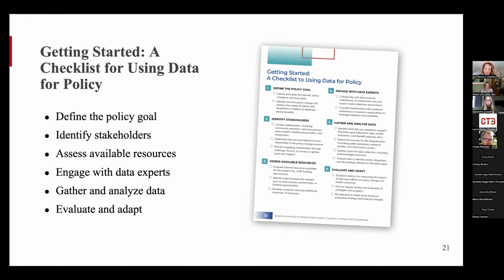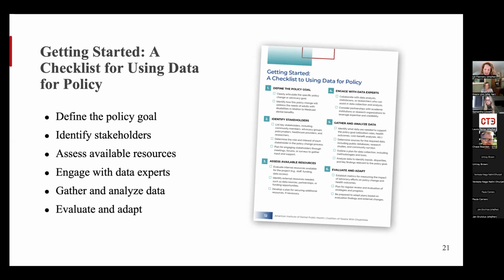Step 5 is gather and analyze the data. Again, going back to that piece of identifying what data is needed to support the policy goal, if you have that clearly articulated at the start, you can understand what you need and how that connects. Determining sources for the required data, including public databases, research studies, and community surveys. You can understand what is already there and what data gaps might need to be filled, which can also, again, inform who to partner with.